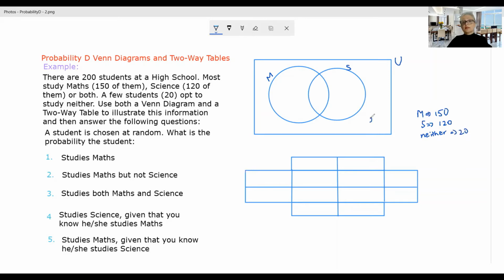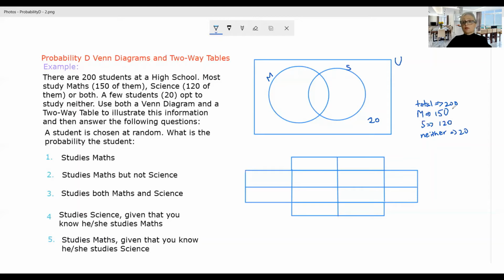We put our 20 somewhere that's not inside those circles. Now, before we can actually fill in these circles, we need to work out what the overlap is going to be. We know that we have a total number of students of 200. Our 200 students must equal this number plus this number plus this number plus this number.